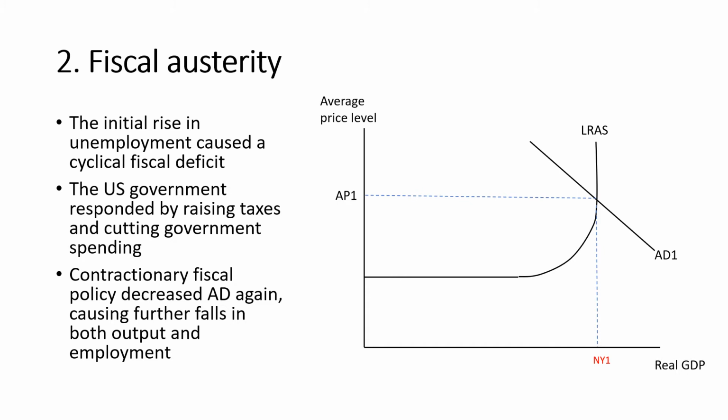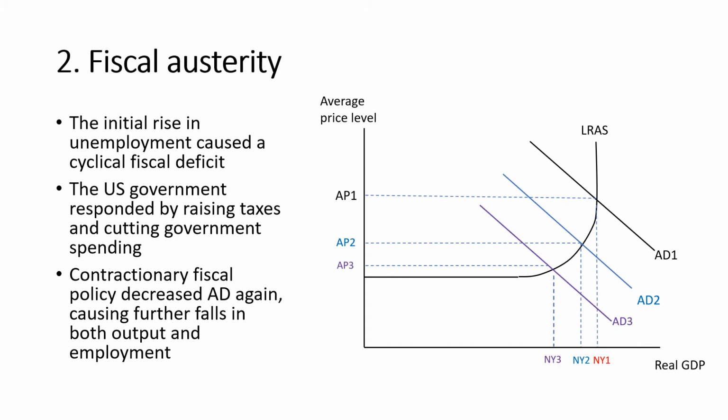So again, just tracing out the events here as they were happening. So we had the Wall Street crash, which caused an initial fall in aggregate demand. We then had protectionism, which caused another fall in aggregate demand, some more loss of output. And then on top of that, we had fiscal austerity, which caused yet another fall in GDP. So you can see how a recession morphed into a deep and prolonged depression.